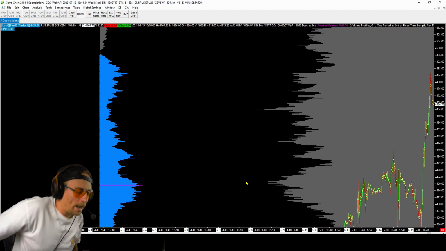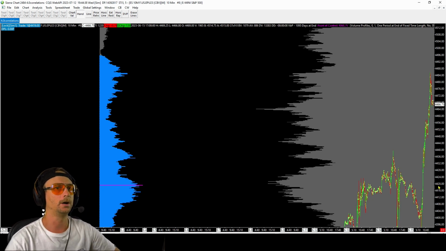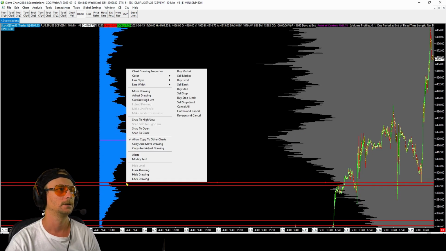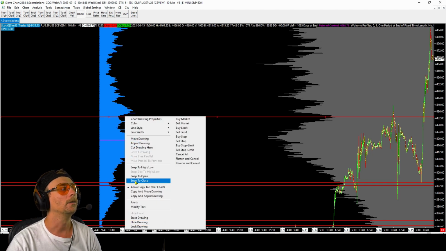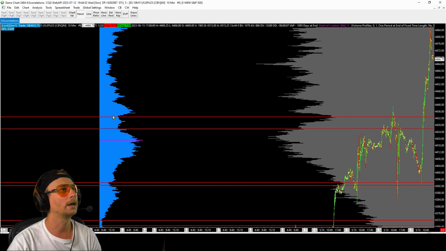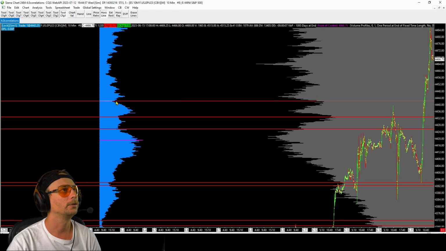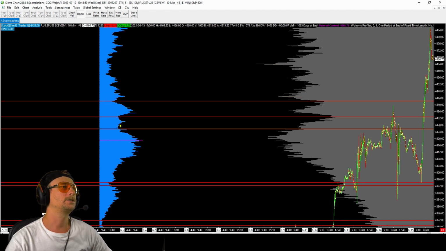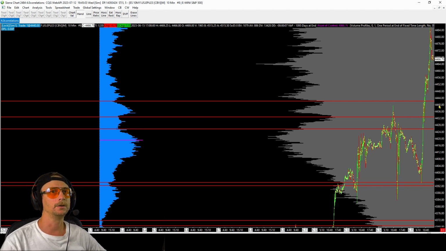I know in Sierra, you can get the profile to draw lines for you on low nodes and high nodes, but I'm very particular about where they go. So I'd rather do it myself. I'd rather analyze it myself. Copy and adjust. There's another low node there. See, and there's like a small distribution zone there. I want these really key low nodes.